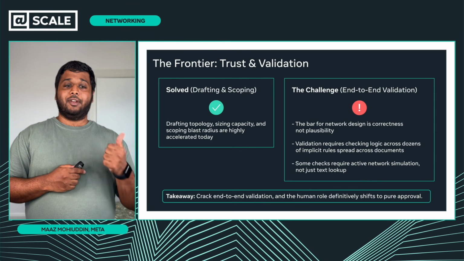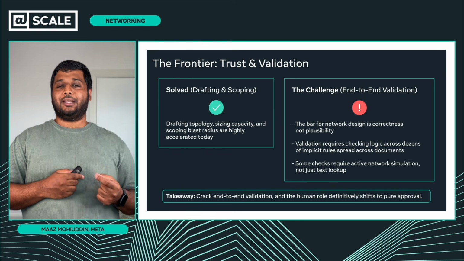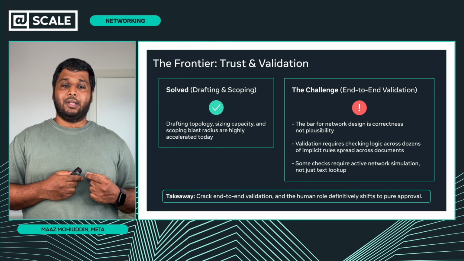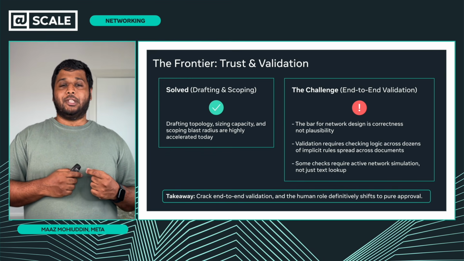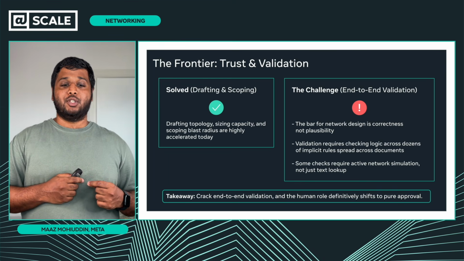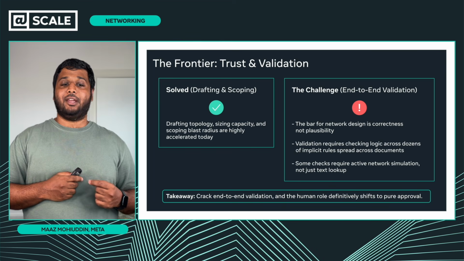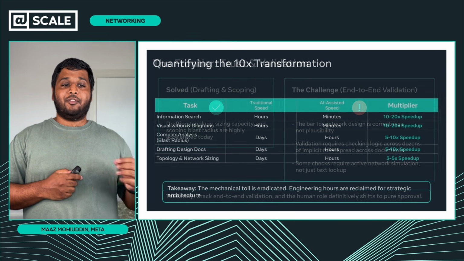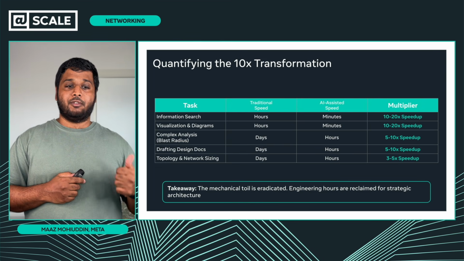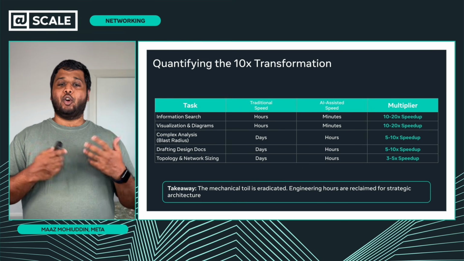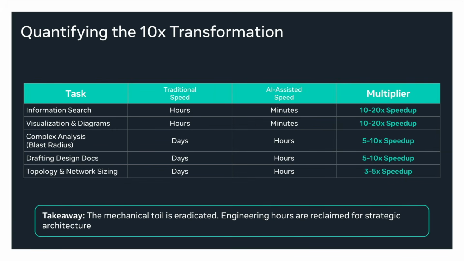Today, it can draft and scope. The challenge yet is with end-to-end validation. A human still needs to be in the loop. That's on purpose, because in this domain, the cost of getting something wrong is too high. And today, we cannot skip that. We have transformed information search, visual artifact generation, and complex analyses into a 10 to 20x speed up on most engineering tasks in design. The mechanical toil is eradicated. The engineers are used for strategic decisions.